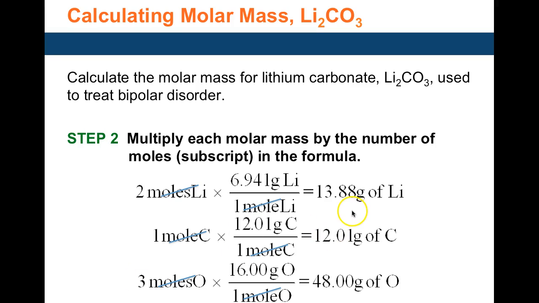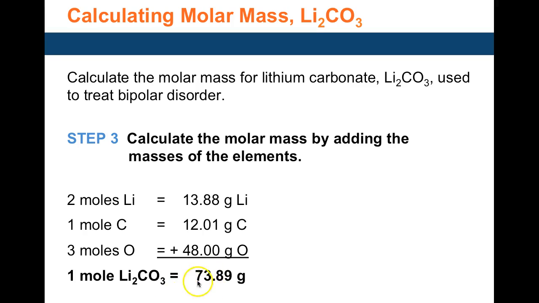Okay, so here you go, 2 moles of lithium, that's about 13.88 grams, approximately 14. And then 1 mole of carbon is 12 grams, and then 3 moles of oxygen is 48 grams. And you add these all up together, okay? So I got it slightly wrong. It is 73.89 grams of lithium carbonate, okay? So that's how you obtain the molar mass of any compound, whether ionic or molecular.